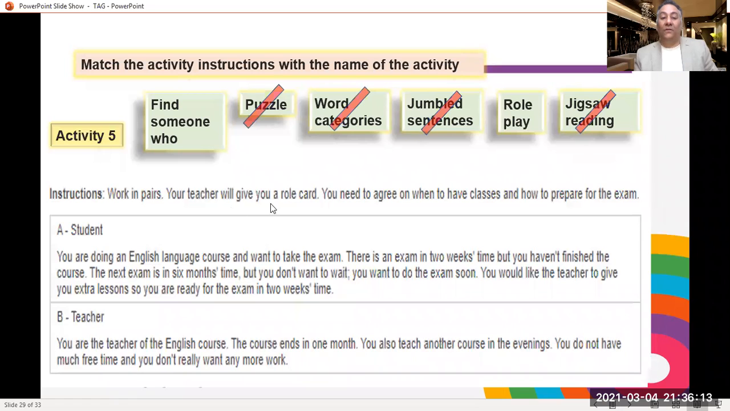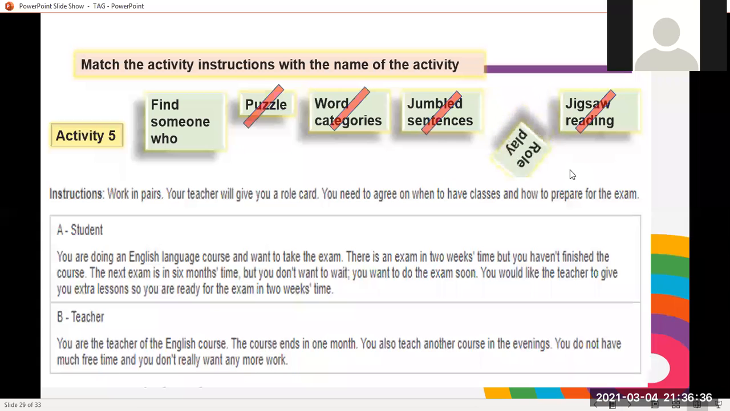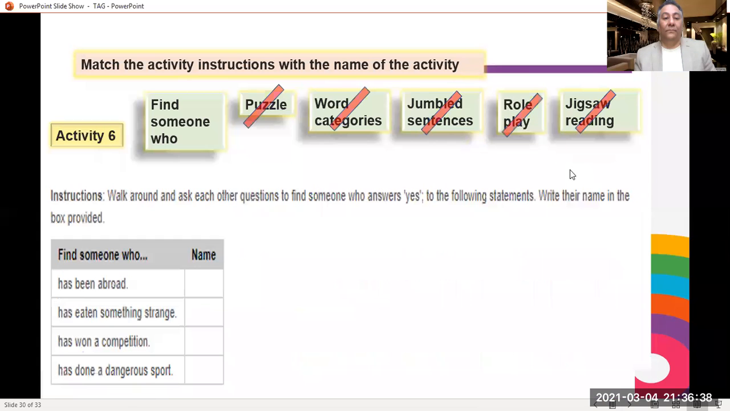Your teacher will give you a role card. You need to agree on when you have classes and have to prepare for the exam. Exactly. Role play. It's very easy. We have 2 cards here, a card for a student and another one for the teacher, and each one will take a role to play. Role play. A common one.